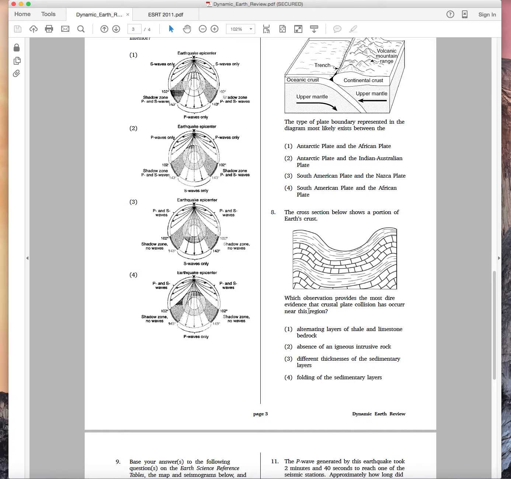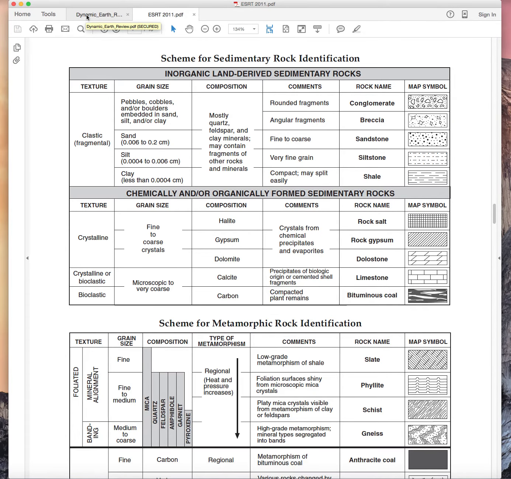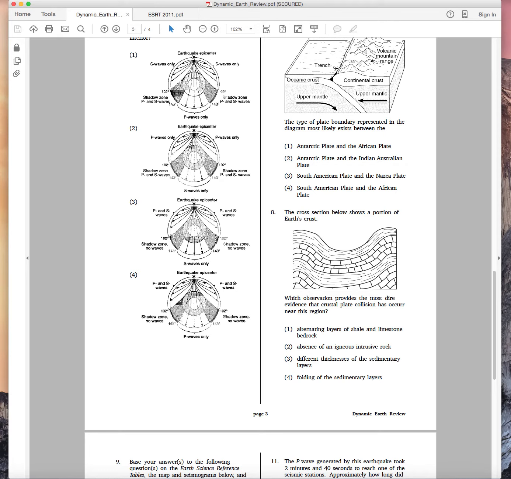So we can see, first of all, these are all sedimentary rock layers. If you look at your map symbols on page 7, it looks like we have shale and limestone. First we have shale, limestone, shale, limestone. So I can tell you, choice 2, absence of igneous rock, well, there's no igneous rock in there.